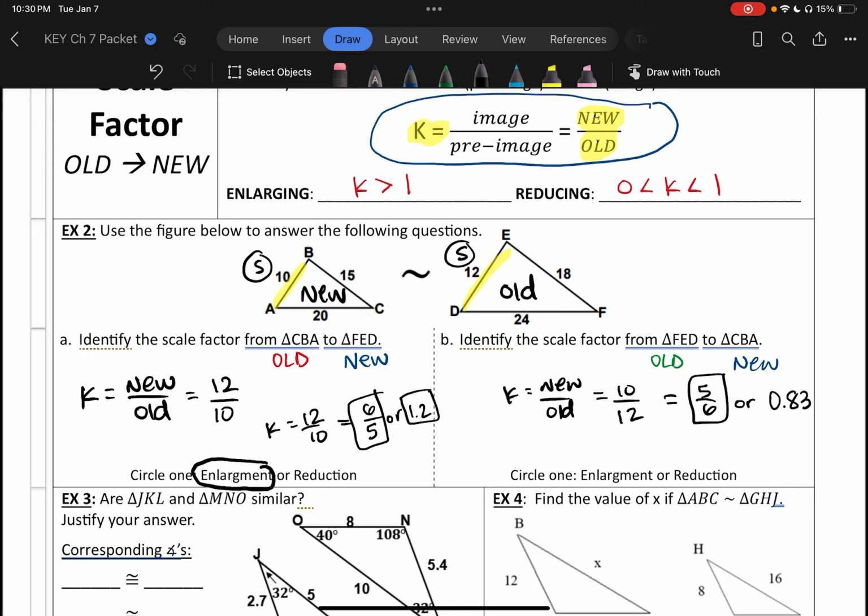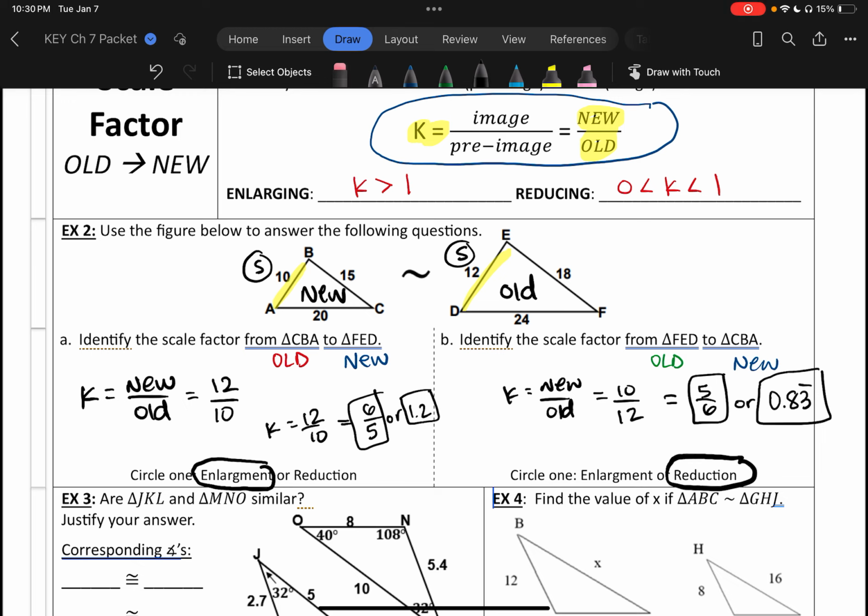So when the 3 goes on forever, you just write a little bar on top. That means 3 repeating. So our scale factor here, you see that it's a fraction. It's 5 over 6, or as a decimal, approximately 0.83 repeating. And we'll notice, is that bigger than 1? The answer to that is no. That means we are looking at a reduction.